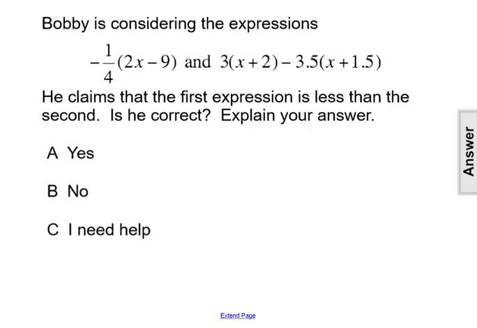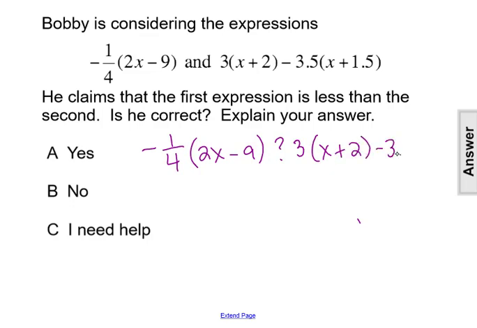So we need to compare these two expressions and see if the first one truly is less than the second, or maybe it's greater than or equal to. We don't know. That's what we have to figure out. So to do that, first we'll set the two expressions. We'll compare them with a question mark in between, because again, we don't know if they're going to be less than or greater than or equal to. So that's what the question mark is representing, that unknown.